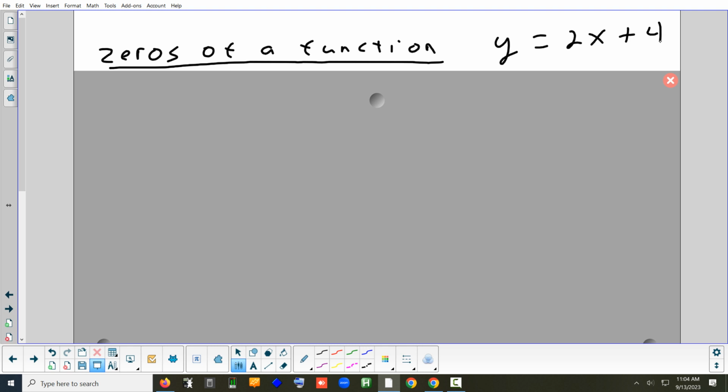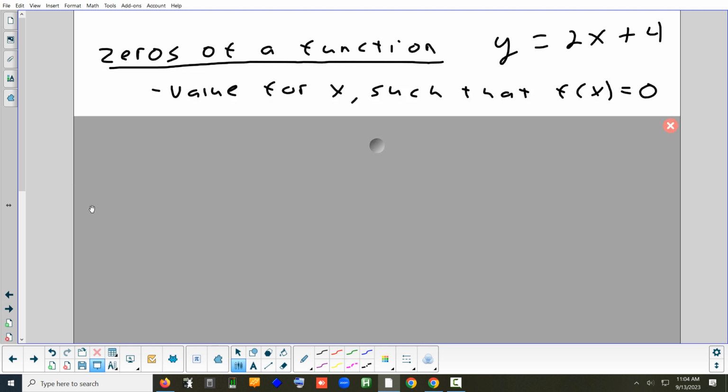that function. What number could I plug in for x and get 0? Yep, -2. So -2 would be called the 0 of the function. It's a number that you can plug in for x, and when you do, you get 0 for y. Now, some functions have more than one 0. Depends on the kind of function.